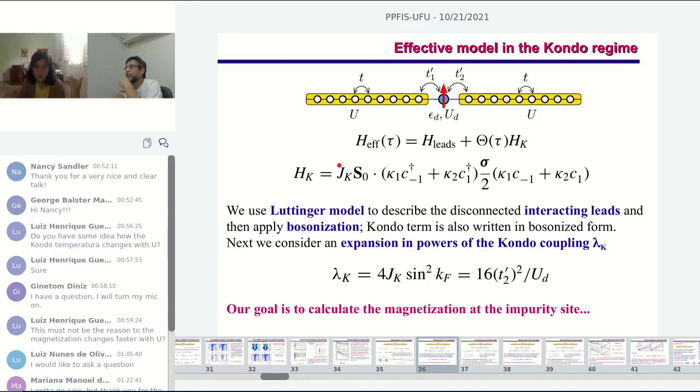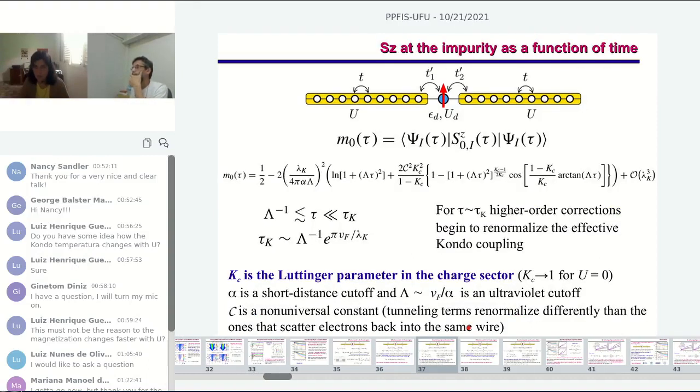So there is this J_K here, which is the Kondo coupling in the Kondo model. We can define another coupling, which is this lambda_K, which depends on J_K, as it should. But from this expression, we also can see that the coupling depends on 1 over U_d. This will be important to understand some of our results. When we do all this treatment, we did this to get the magnetization. And I will show you now the result for the magnetization.